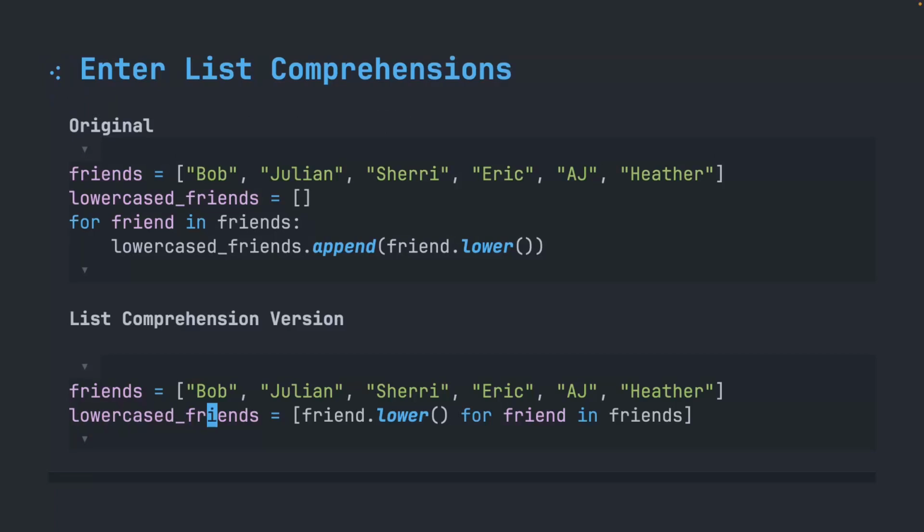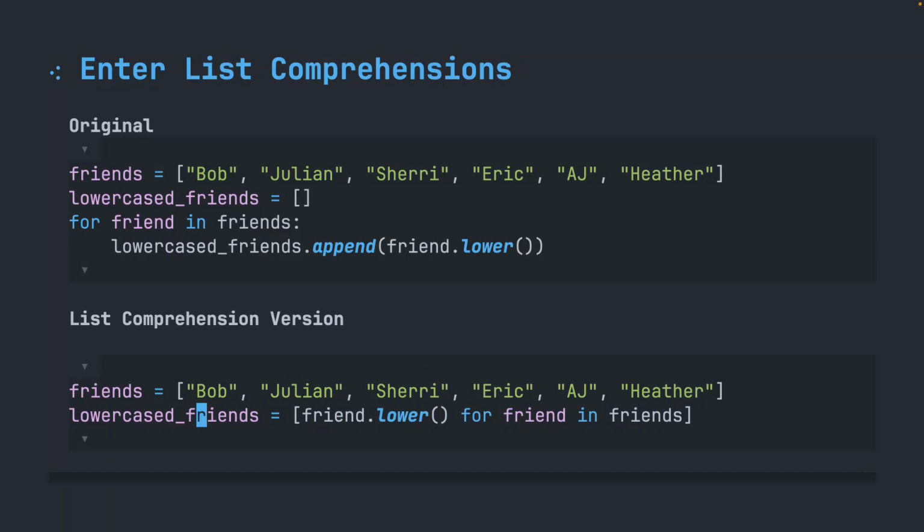Here we use the same label, lowercase friends, but the list comprehension is defined all in a single line of code. It's inside of the square brackets, but you'll notice that the for loop down here is exactly the same for loop as in the original. It's just we don't have the colon at the end. Then the thing that we want to append in a list comprehension actually goes first. So I'm trying to add the friend.lower to my new list that I'm calling lowercase friends.